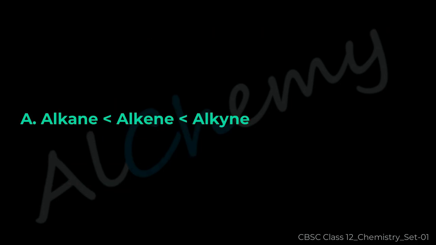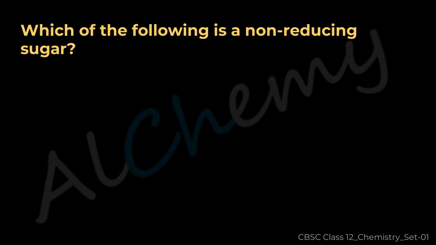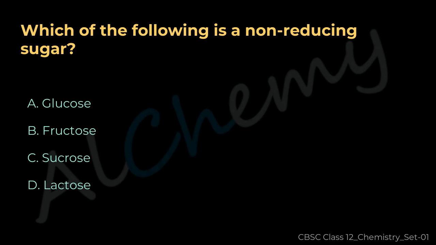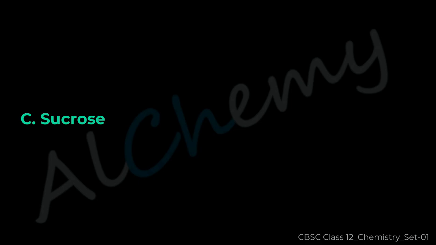The correct answer is A. Alkane, alkene, alkyne. Question 48. Which of the following is a non-reducing sugar? A. Glucose. B. Fructose. C. Sucrose. D. Lactose. The correct answer is C.